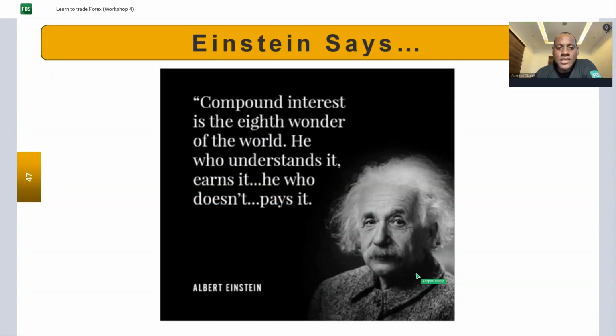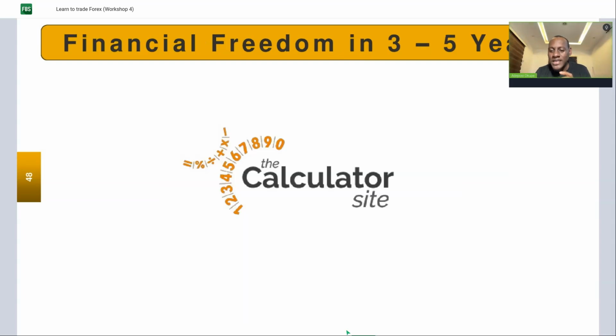So Einstein says, compound interest is the 8th wonder of the world. He who understands it earns it, and he who doesn't pays it. If you don't understand compound interest, you are part of somebody's compound interest plan. The only thing left after what I've shown you is understanding compound interest. So I want everybody to take down this site. If you are writing, write this site down.